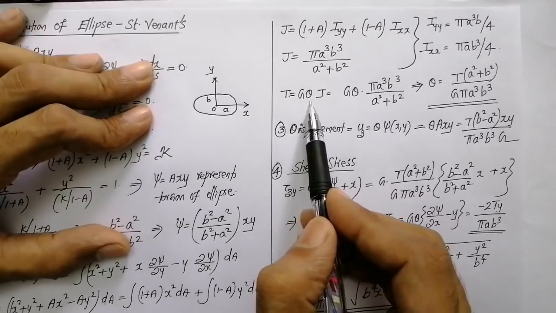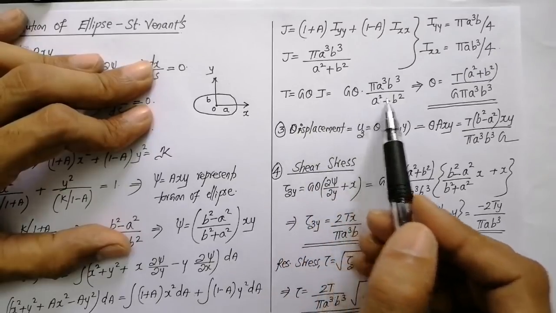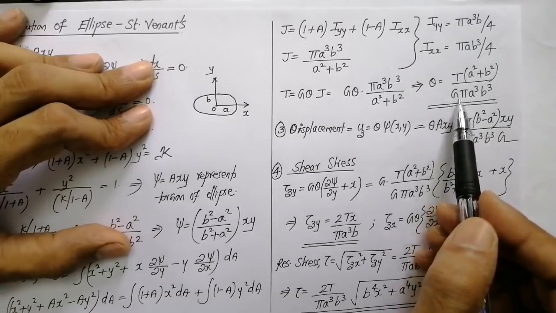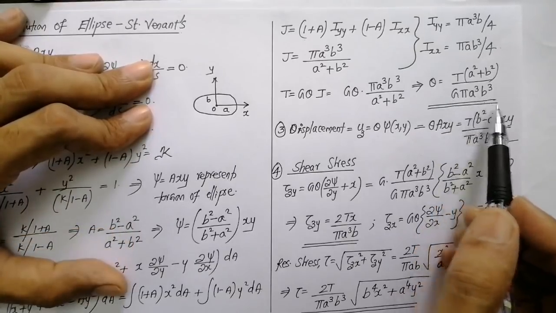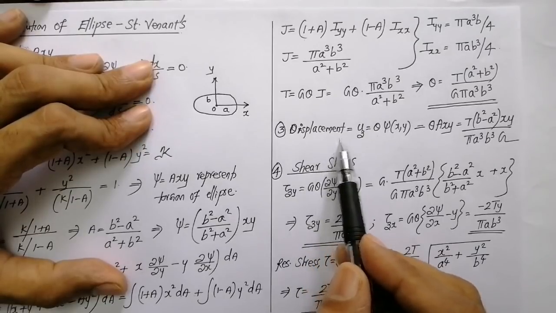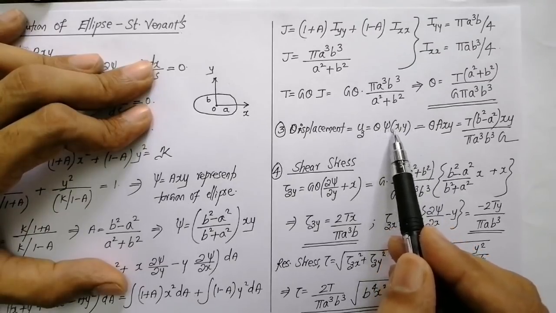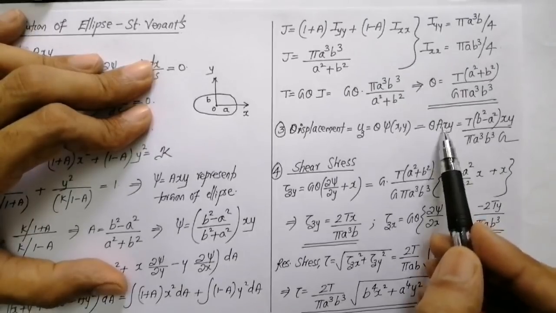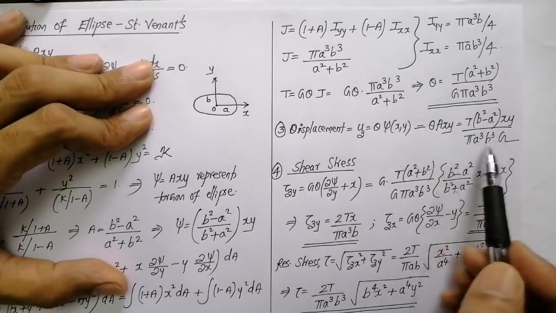Now T = Gθ J, where we have substituted this value of J here. Now from this I can find out the value for θ. Now sometimes they will ask what is the torsional rigidity. The torsional rigidity is equal to GJ and you have to write the equation accordingly. Now sometimes they will ask what is the displacement. Now displacement is equal to uz = θ ψ(x, y). Now what is this ψ(x, y)? We have taken it as Axy, so θ times Axy. So this value for A we have found out earlier. You can substitute the value for A here and you can write accordingly.